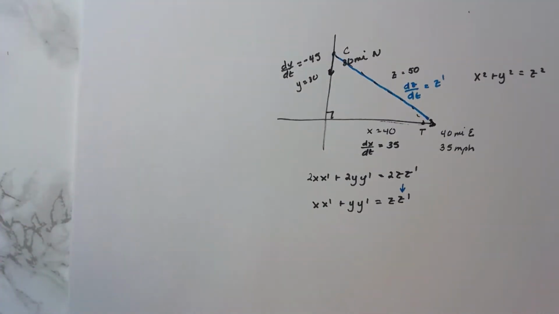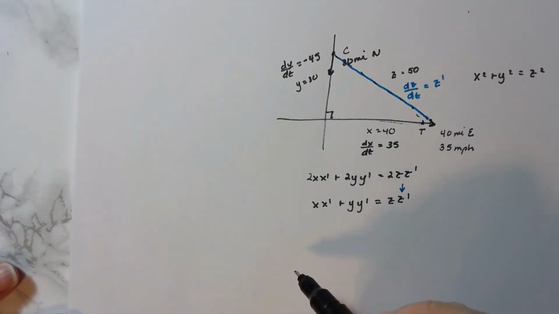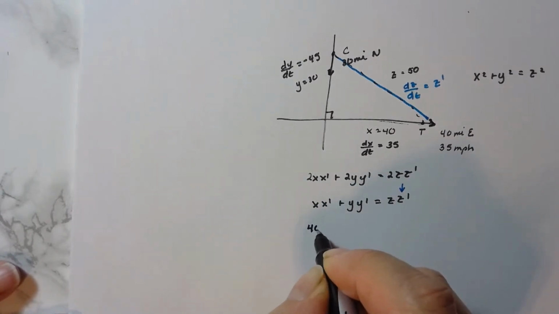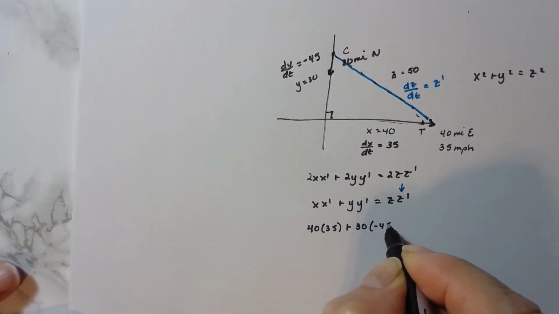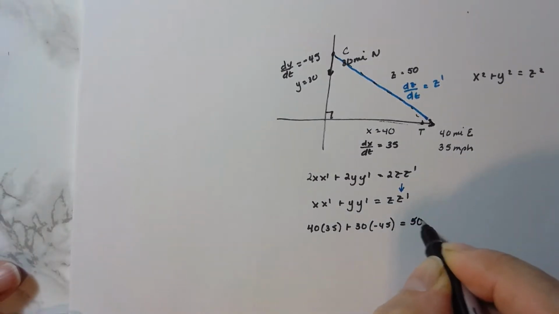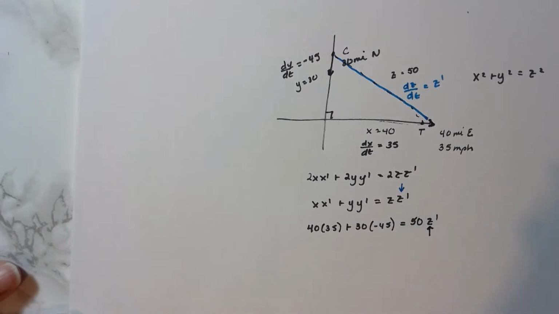I'm sorry, I keep tilting my paper. So let's plug stuff in, shall we? We've got 40 times 35 plus 30 times negative 45 is equal to 50 z prime. This is the thing I'm looking for. So at this point, I can go ahead and multiply that out if I want to. And if I do that, I'm going to find some sum here and then divide by 50. So we got 40 times 35, which is 1,400.